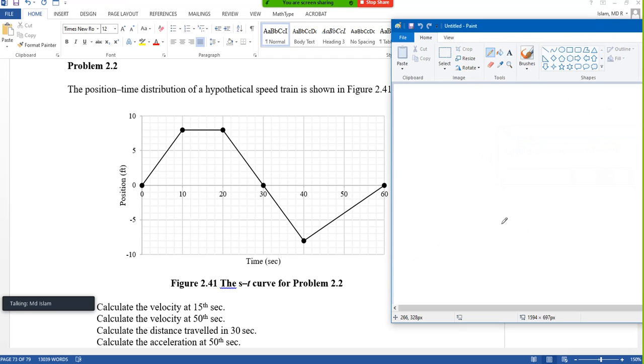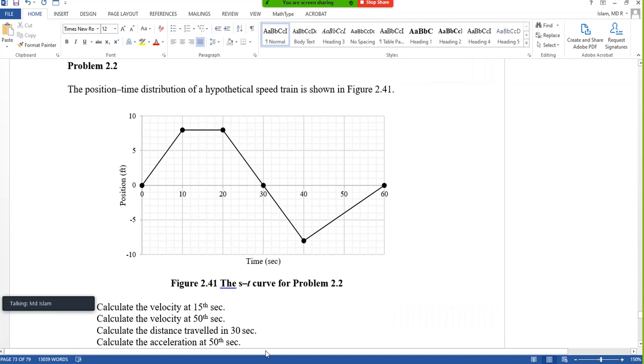Now at the 50th second, that means I need to find the slope here. Now how to find it? A simple way: you can find slope like delta S by delta t, or dS by dt. Now what is my delta S?